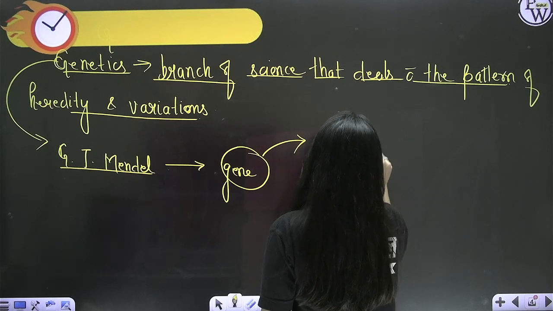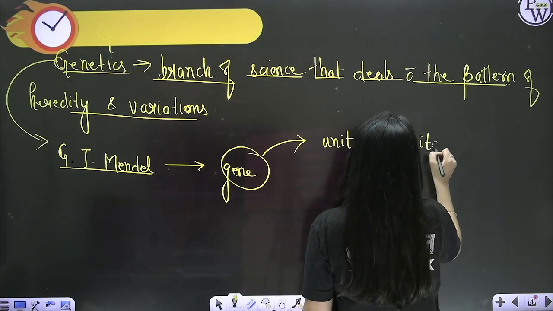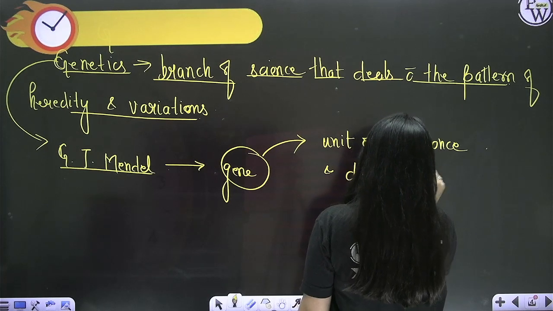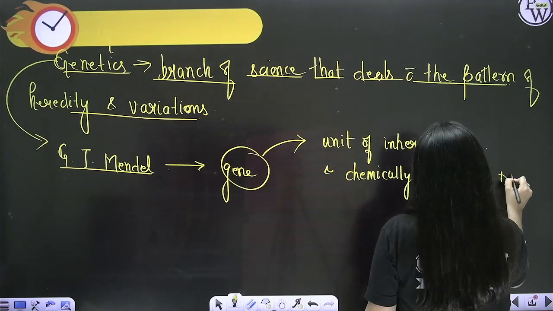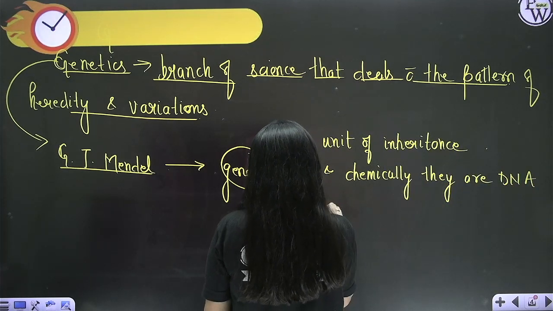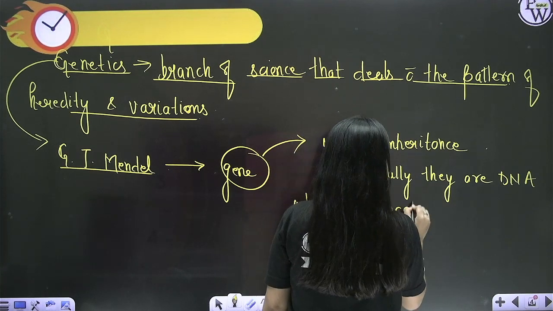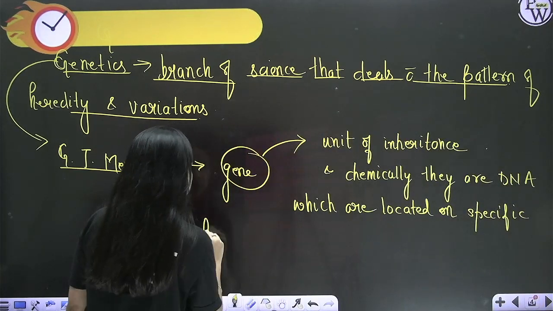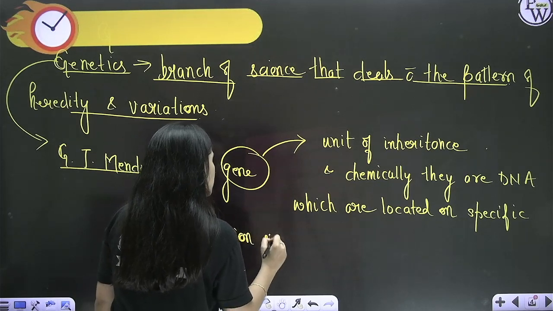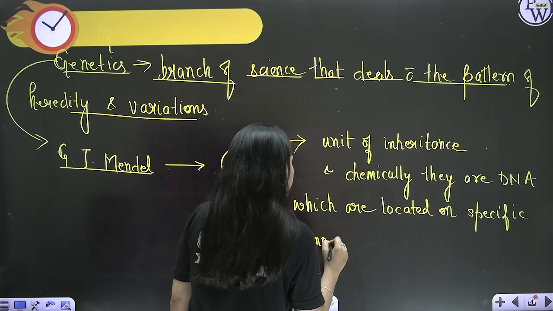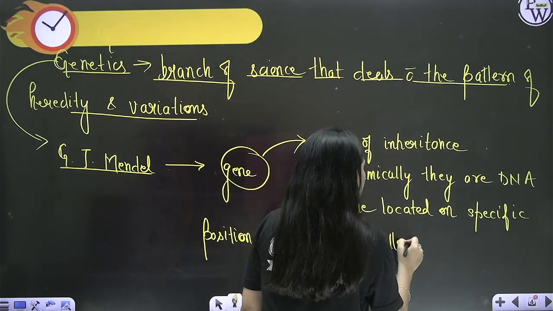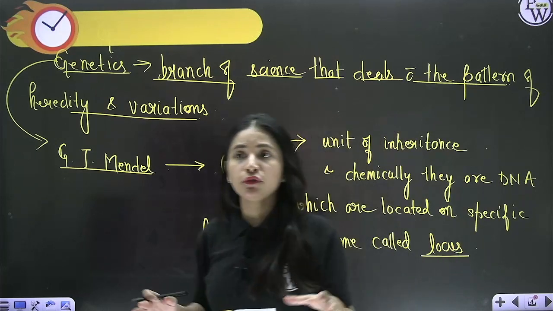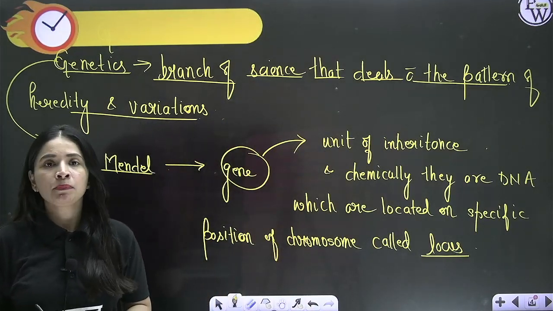These are the unit of inheritance and chemically they are DNA, which are located on specific positions on chromosome called locus, right?